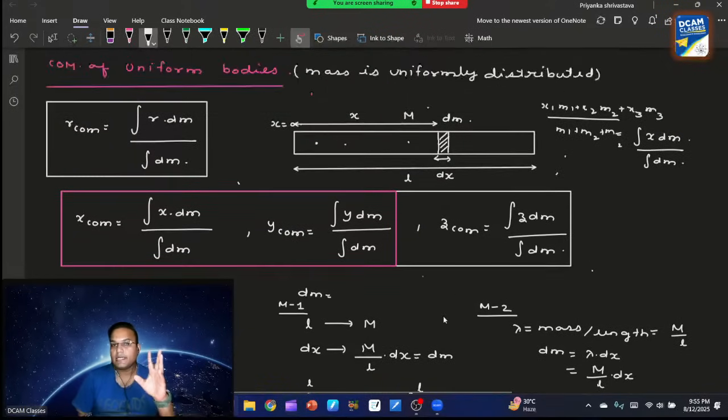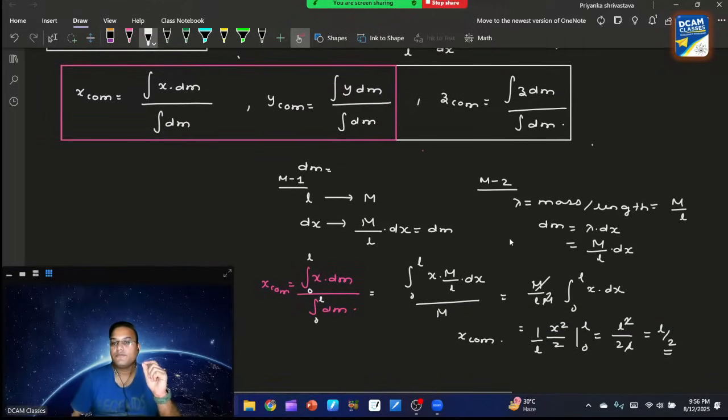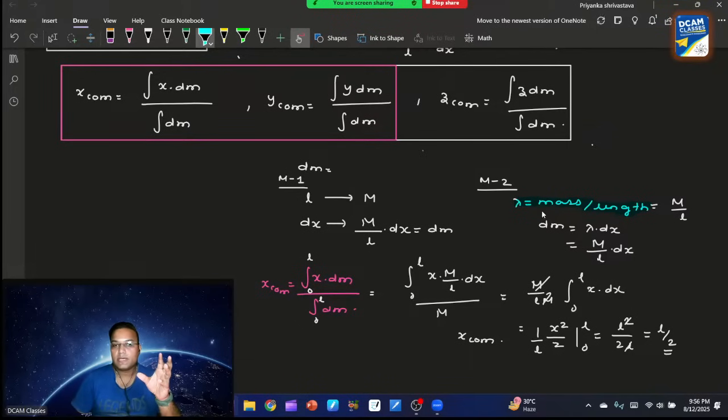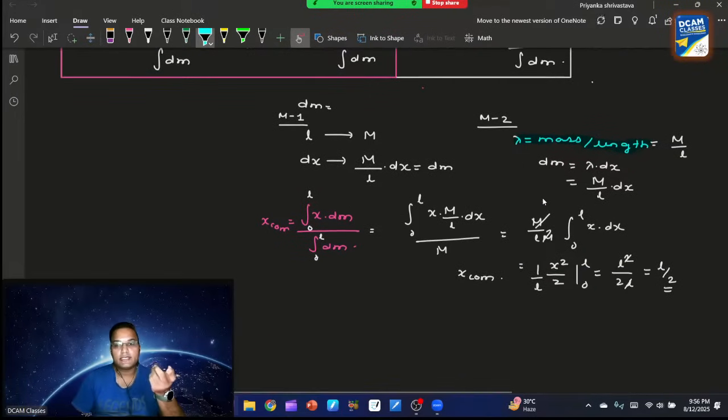This method that I have told you is the application of the formula integral x dm by integral dm, which we use for uniform bodies. But the problem here is I have found the mass per unit length as uniform. Sometimes the question won't give the mass as a uniform entity. It will be varying with something. So in that case, the result will be different. Do you want me to give such a question? Let me give that question to you.